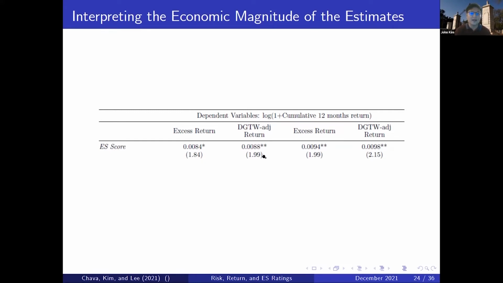And once we do that, these estimates seem to suggest that an increase from the lowest 10% to the highest 10% in terms of ES score is going to lead to an increase in annual compounded return of about 0.96%.